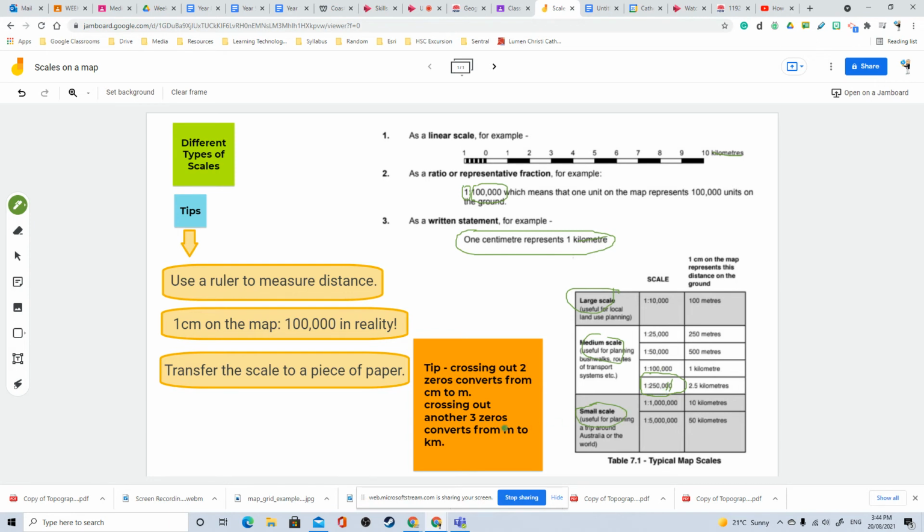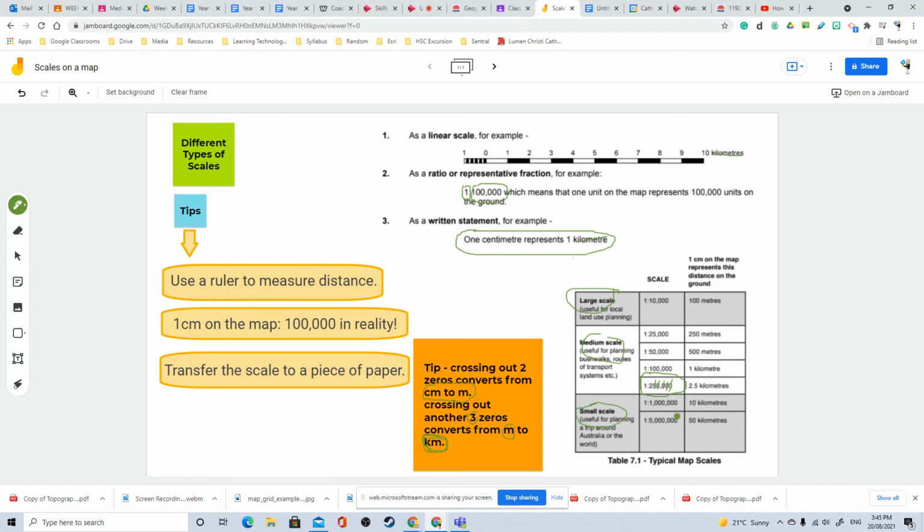Okay. We can take this further. All right, so we've just gone from centimeters to meters. Crossing out another 3 zeros will take us from meters to kilometers. All right, so we'll do that with our diagram here. So I'm going to take out another 3 zeros. 1, 2, and we've got our 5 there. All right. So essentially our little dot point, doesn't really work very clearly, but our little dot point shows 2.5. So what we've got here is 1 centimetre representing 2.5 kilometres.